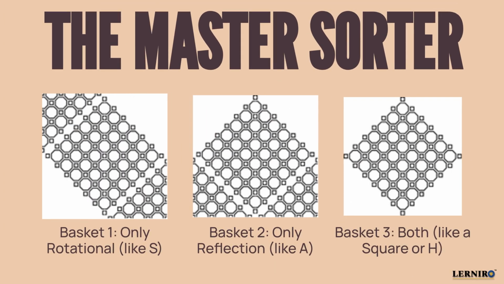To master this, we sort designs into 3 baskets. Basket 1, only rotational. Basket 2, only reflection. Basket 3, both. By categorizing the world this way, you can understand the geometry behind every pattern you see.